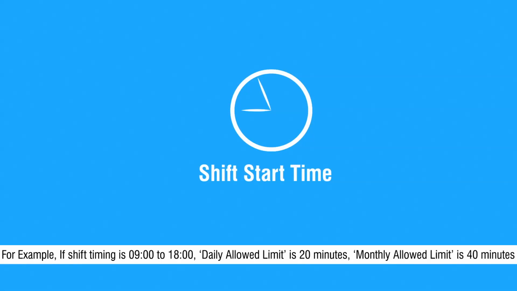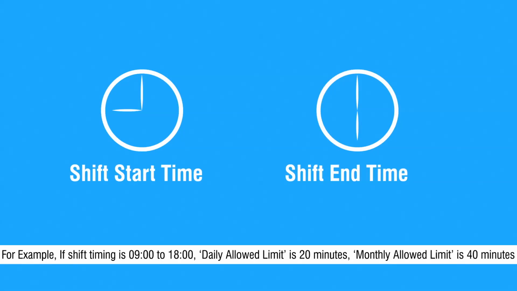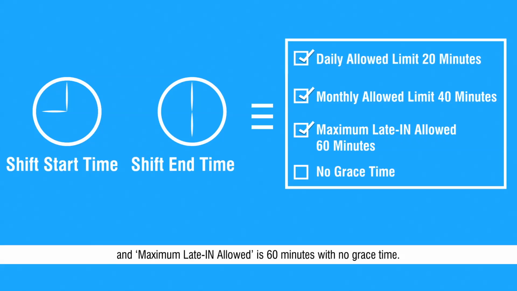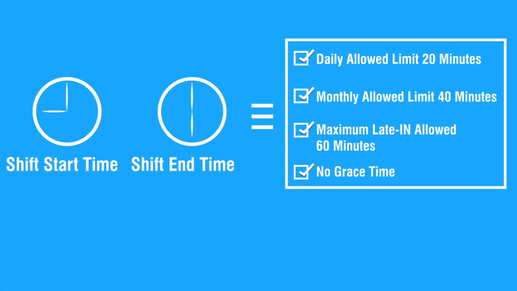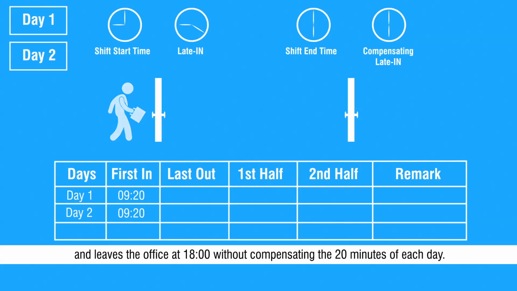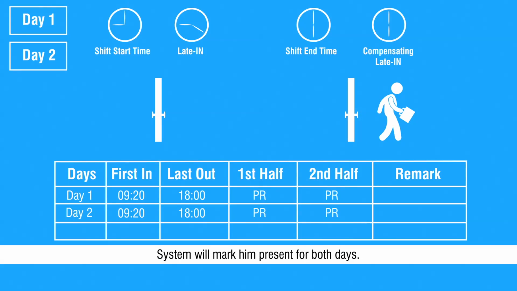For example, if shift timing is 9:00 to 18:00, daily allowed limit is 20 minutes. Monthly allowed limit is 40 minutes and maximum LateIN allowed is 60 minutes with no grace time. In this case, on day 1 and day 2, user comes at 9:20, that is 20 minutes later than the shift start time, and leaves the office at 18:00 without compensating the 20 minutes of each day. System will mark him present for both days.